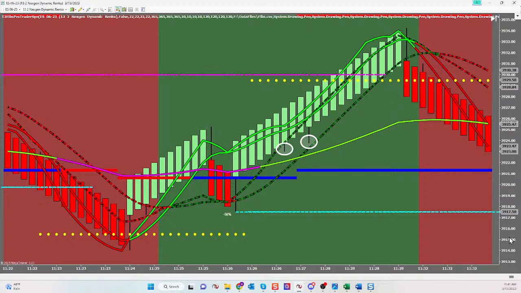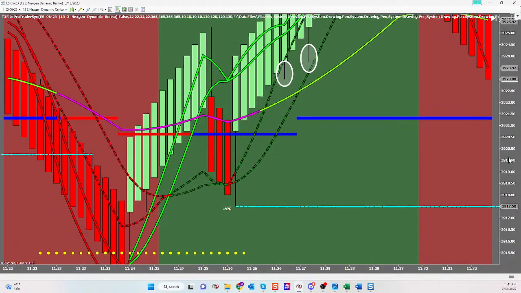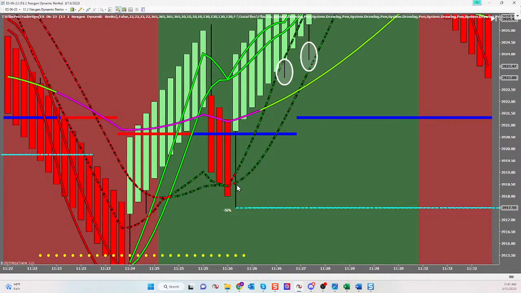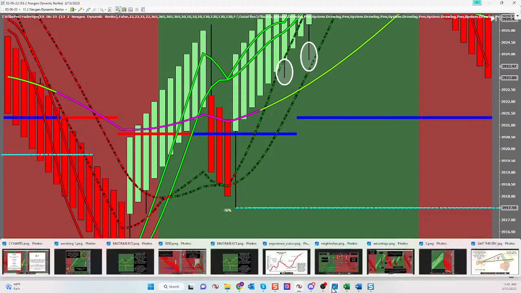It is when price accelerates away. Right here. Price accelerates away and hits an area, here, the mid band. And the large triggers don't follow. The large triggers remain a full bar away. Cam, that's that gap theory.